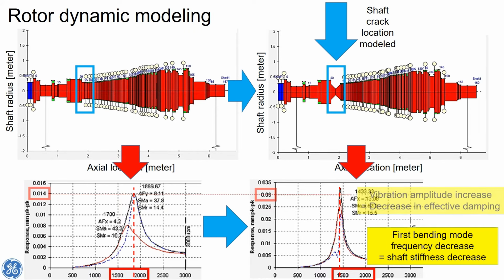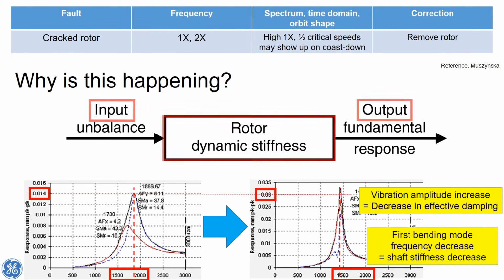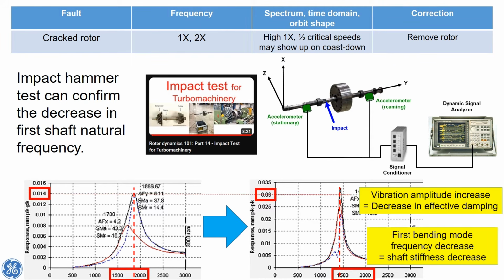The first noticeable difference is the increase in vibration amplitude, indicating a decrease in effective damping. The second noticeable difference is the decrease in the first bending mode, indicating a decrease in shaft stiffness. As you could imagine, if the shaft stiffness changes due to a crack, the output rotor response will change with the same amount of imbalance. The impact hammer test can confirm the decrease in shaft natural frequency. For your reference, the part 14 video shows detailed steps on how to perform an impact hammer test.